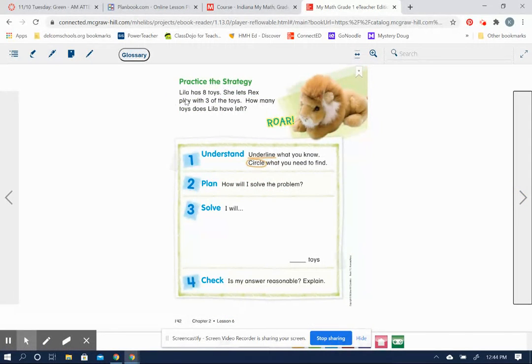Okay, on the other side. So here we're going to practice. Here's our story. Lila has 8 toys. She lets Rex play with 3 of the toys. How many does Lila have left?